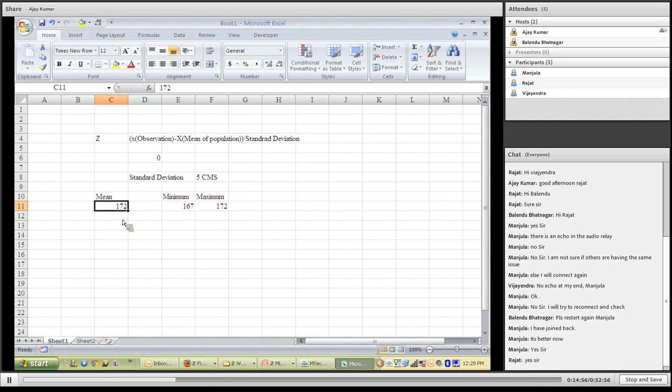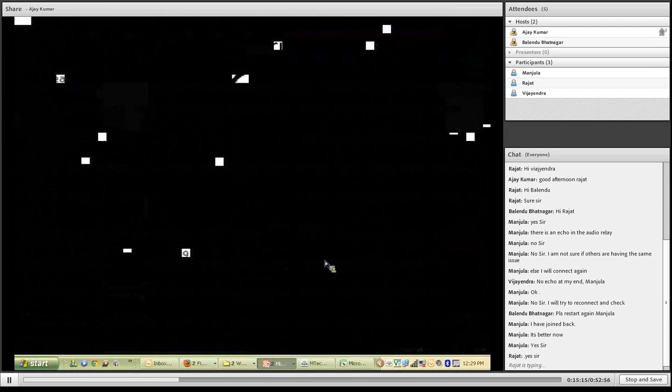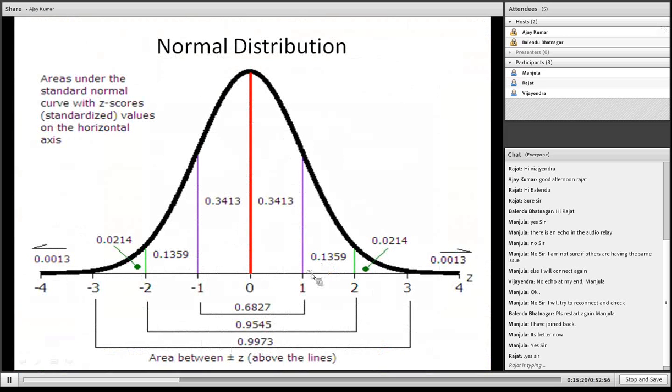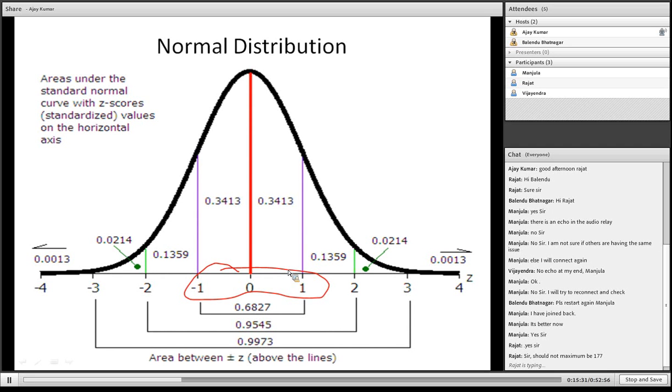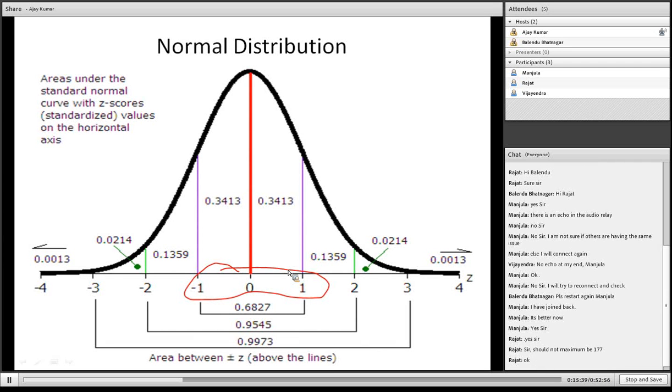I have added 5 centimeters to 172. Just understand that this is only for one standard deviation. So if I go back to this curve, this region, which is between 1 and -1, represents the mean height of the class, where -1 would represent 167 and 1 would represent 177. So this range of height that we have now arrived at, between 167 centimeters and 177 centimeters, would cover almost 68% of the students of the class.